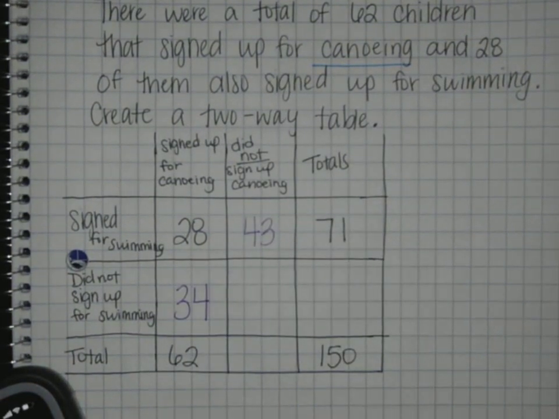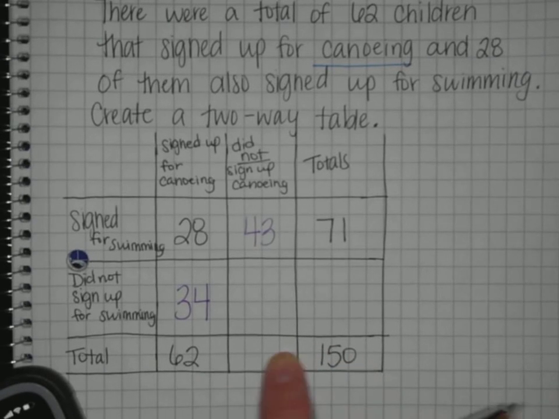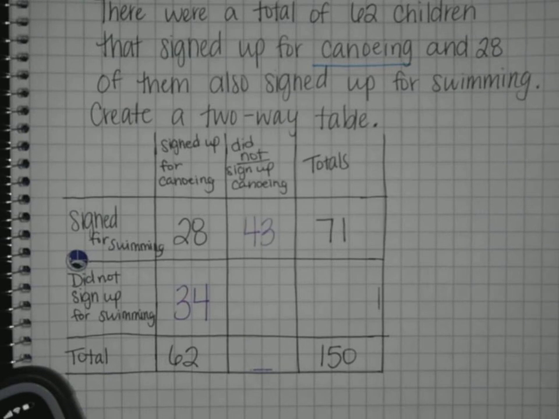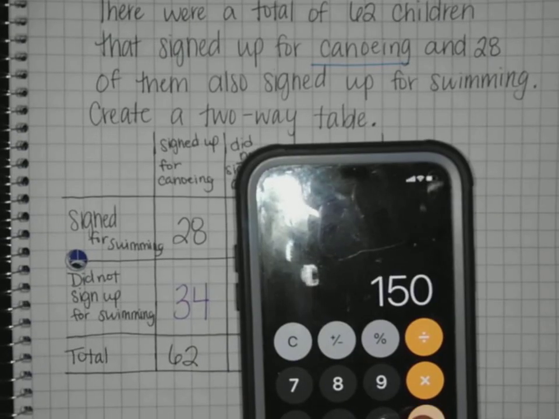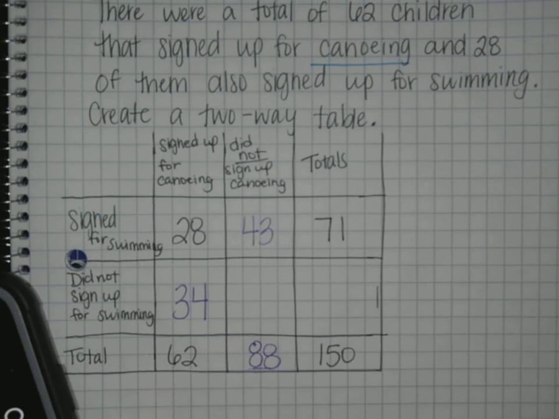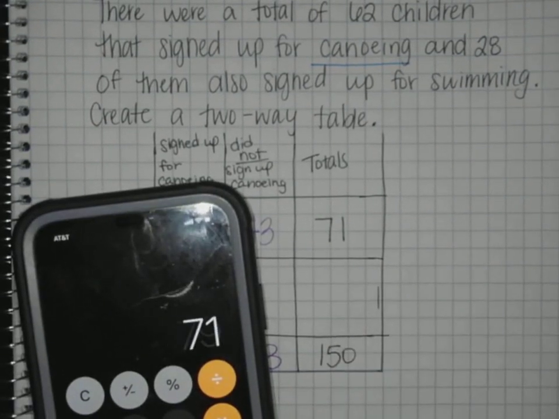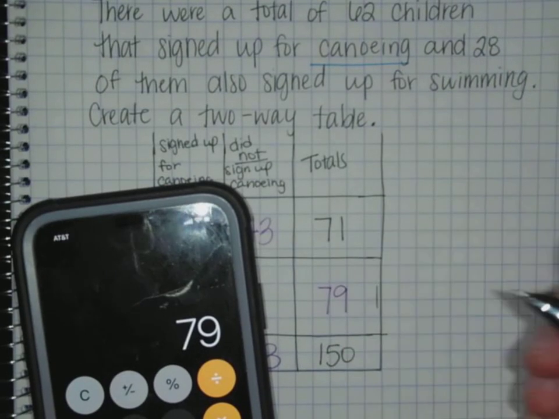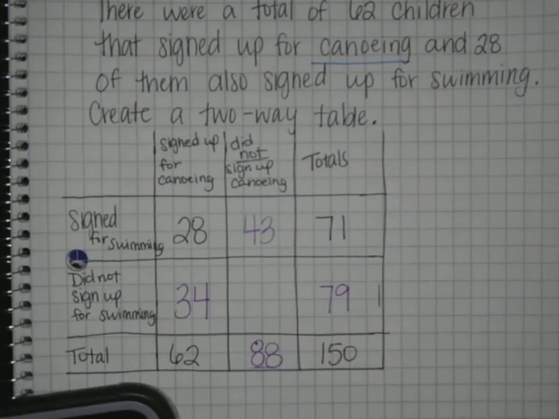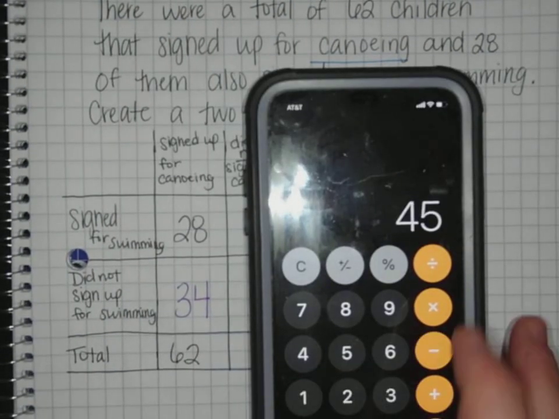Well, it still looks like we don't have anything, but if we remember, the total number of people at camp is 150. So I could find this number, and I could find this number. I could do 150 minus 62, and I get 88. And then I could do 150 minus 71, and I get 79. And then we have 34 and some number equals 79. So 79 minus 34 is 45.